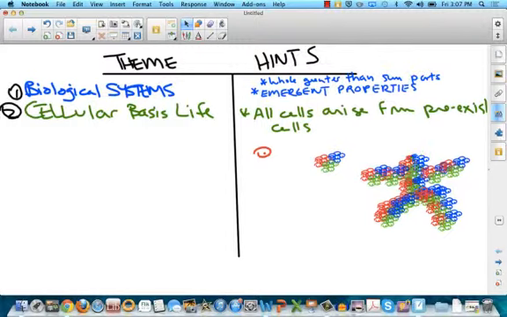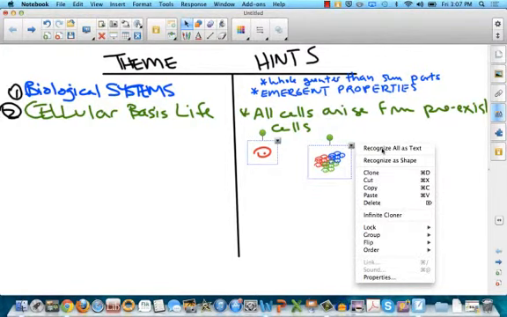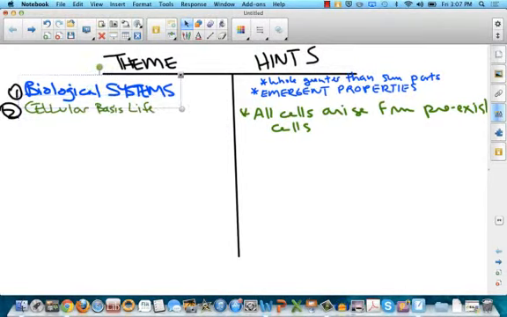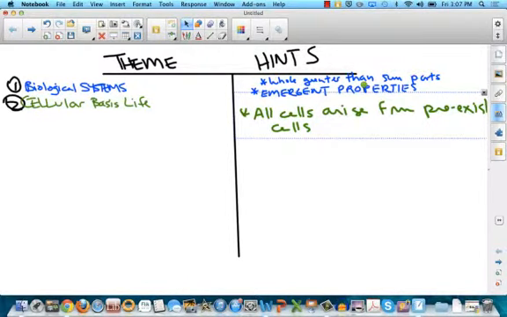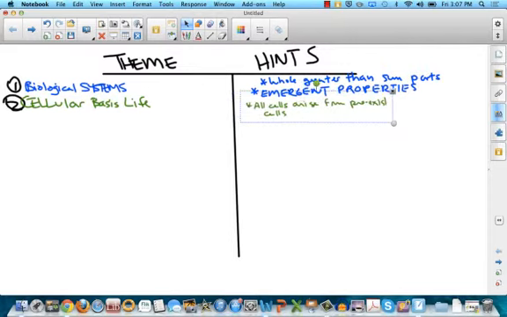All cells arise from pre-existing cells, and it's sort of the cellular basis of life. All right, we'll get rid of our weird organism, and we'll get rid of our cell and our tissue, and move on. Okay, cellular basis of life. Let me keep shrinking these down so we can make more room. Biological systems, cellular basis of life. All cells arise from pre-existing cells. Those are ideas.